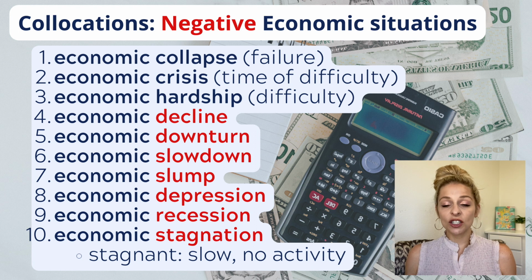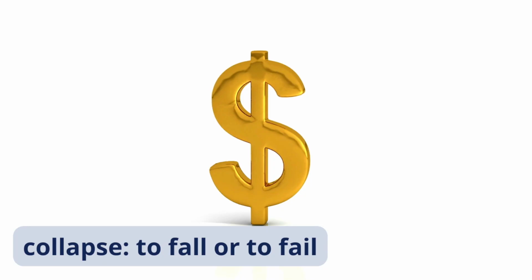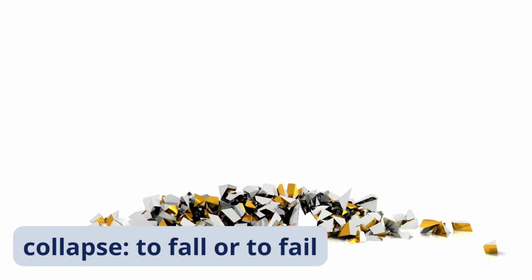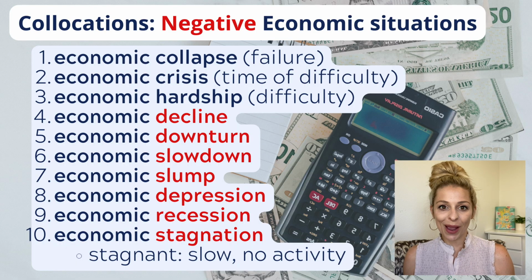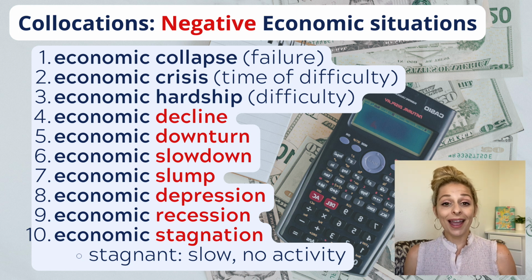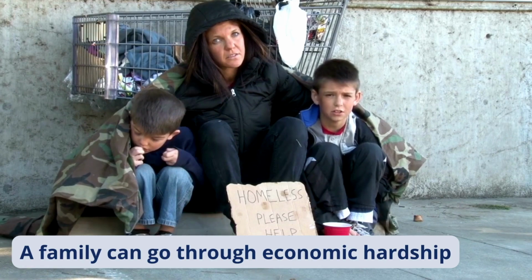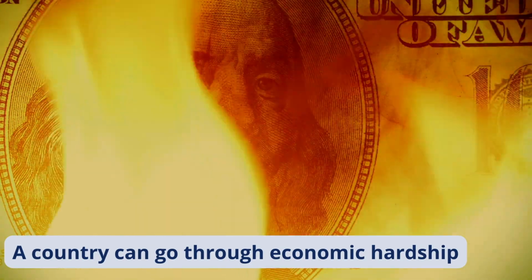And in contrast, we also have a lot of collocations to talk about negative economic situations. Here I have 10 of them. Number 1, we have economic collapse. Collapse means to fall or like a failure. So it basically just refers to when a country's economy falls or collapses. Number 2, economic crisis. Number 3, economic hardship. Hardship just means difficulty. So a family could go through economic hardship, and also a country could go through economic hardship.